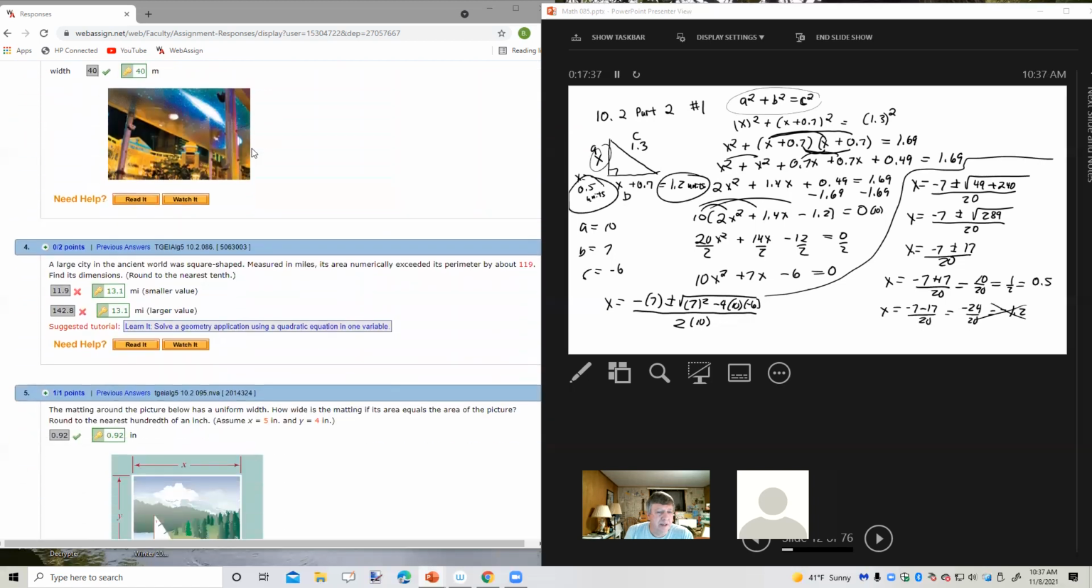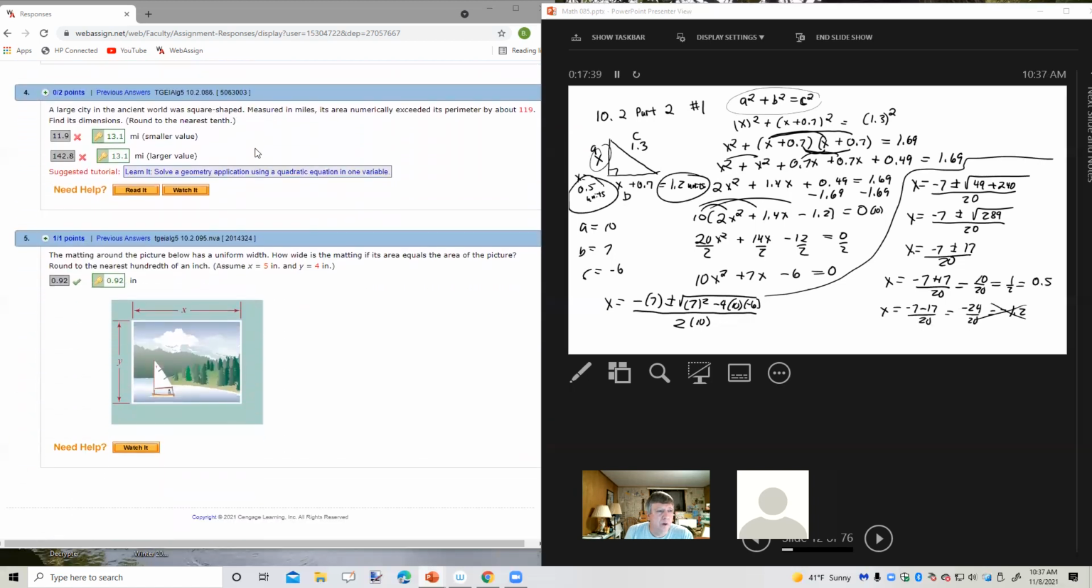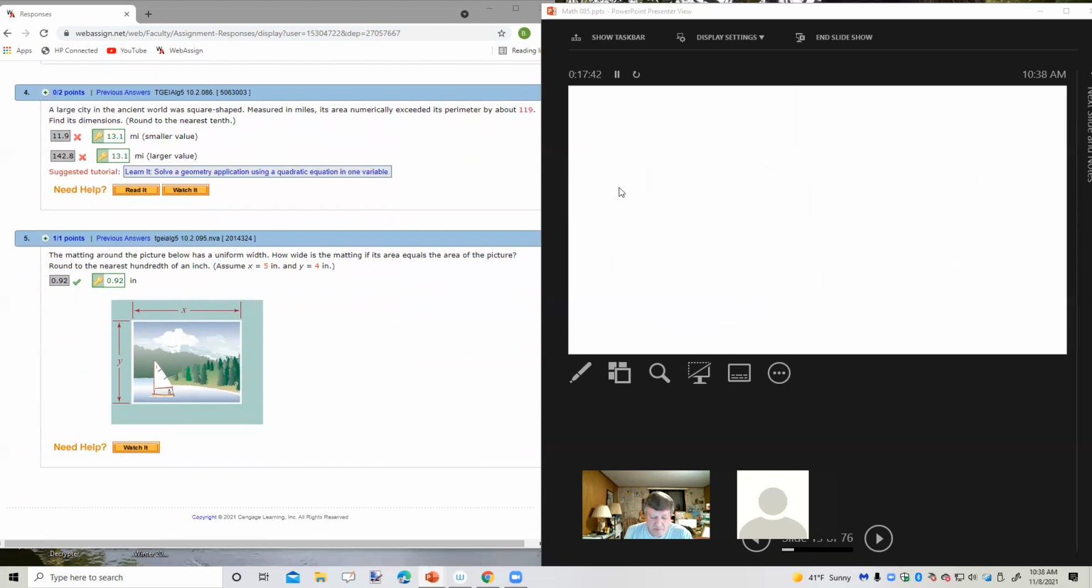Okay, now we're going to take a look at problem number 4 in this same section. So again, this is 10.2 part 2, and this is number 4. A large city in the ancient world was square-shaped. Okay, so we're dealing with a square.